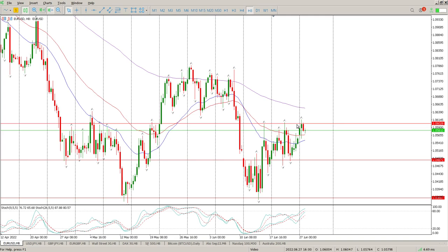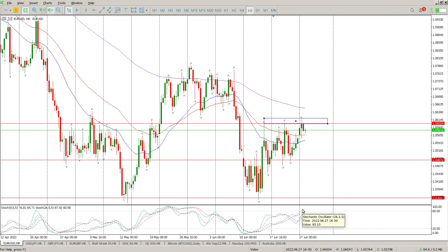So nothing really happened so far this week, and we are back at the top of this range. I think the important thing to understand is that we have sellers coming in this zone here at 1061.45.